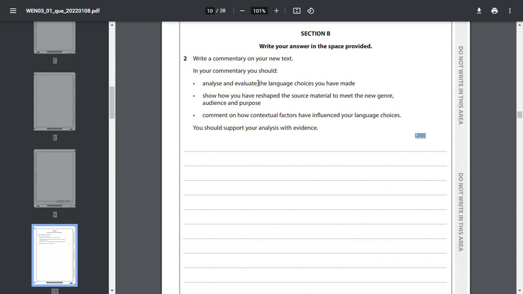In your commentary, you should analyze and evaluate the language choices you have made. Show how you have reshaped the source material to meet the new genre, audience, and purpose. Comment on how contextual factors have influenced your language choices. You should support your analysis with evidence. So where do you get the evidence? The evidence is drawn from your text that you've created, and of course the original materials. Because here you say write a commentary on your new text.